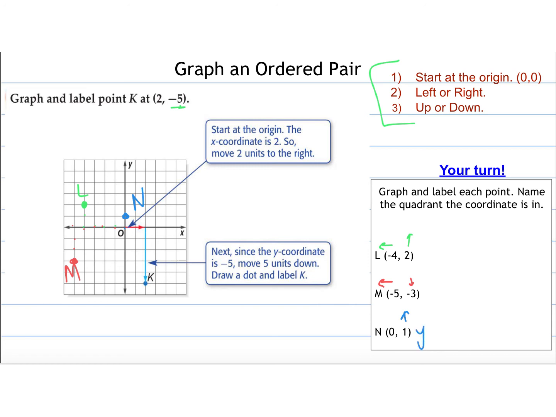Actually, yeah, we're supposed to do that for all of them. So this one is the y-axis. Again, quadrants 1, 2, 3. Okay, sorry. So L was in quadrant 2 and M was in quadrant 3.